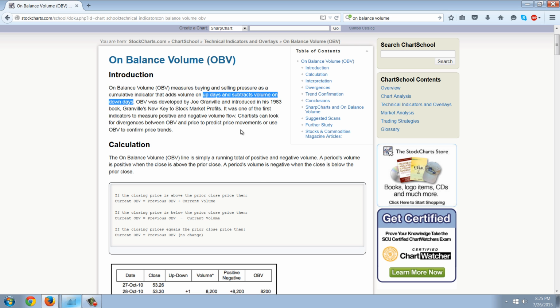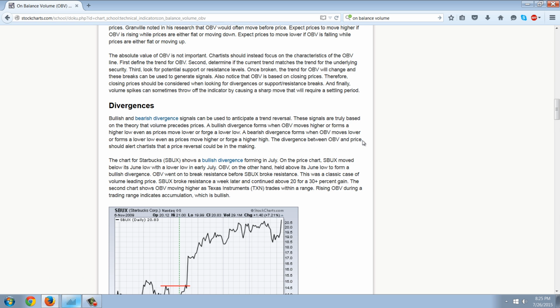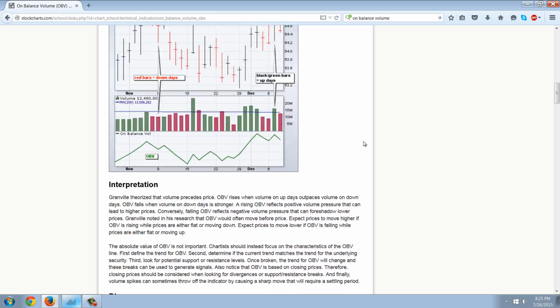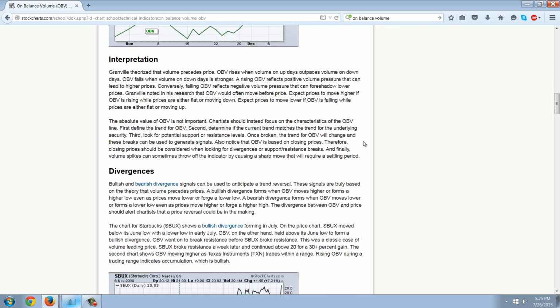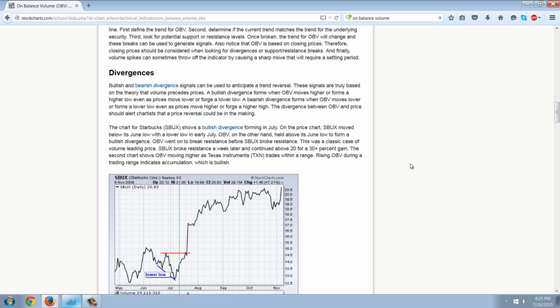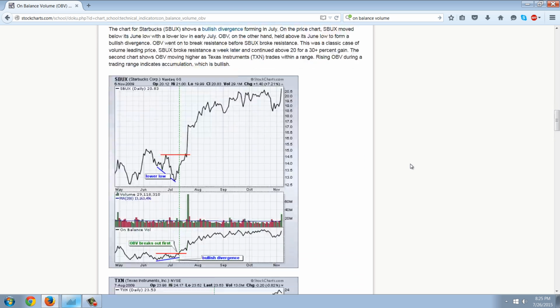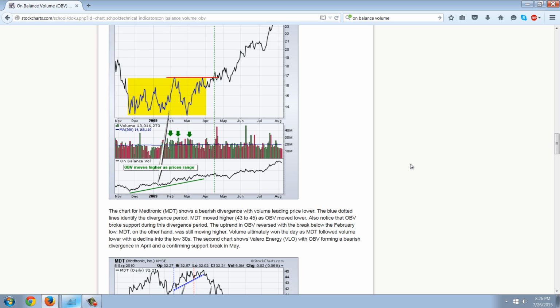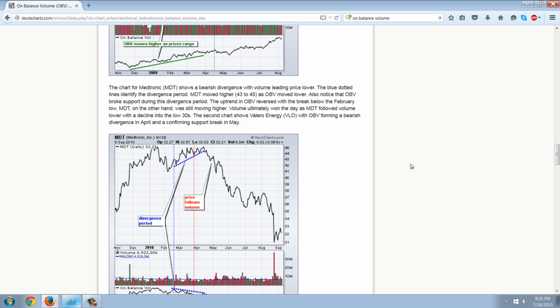OBV was developed by Joe Granville, introduced in his 1963 book, Granville's New Key to Stock Market Profits. It was one of the first indicators to measure positive and negative volume flow. Chartists can look for divergences between OBV and price to predict price movements or use OBV to confirm price trends. Now, there are bullish divergences and bearish divergences. We don't really have a divergence going on here, but generally the indicator is used to determine if prices are going to rise or fall in the next period of time.